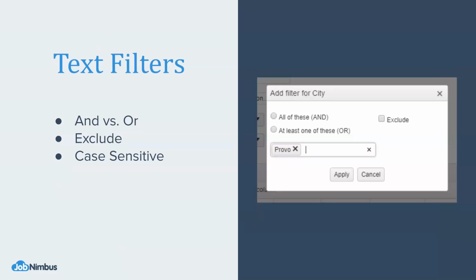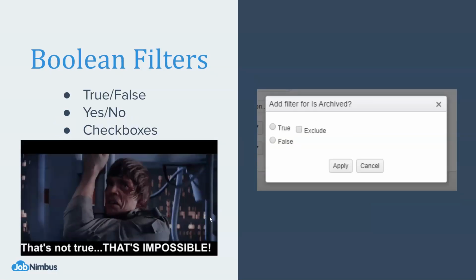So if you're searching for a city like Provo, a little city in Utah, then make sure you're capitalizing that. And make sure you're choosing your and or correctly. For example, if I was searching for city and I put in Provo and Sandy, I would want to choose an or because it's highly unlikely that I have a customer that is in both Provo and Sandy. In fact, it's going to return no results. So make sure you're using that and or correctly.